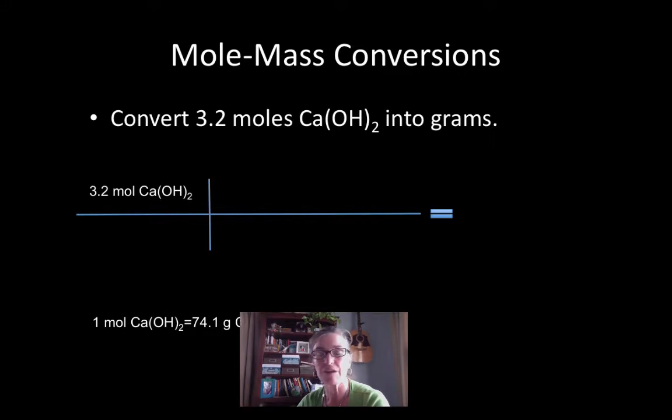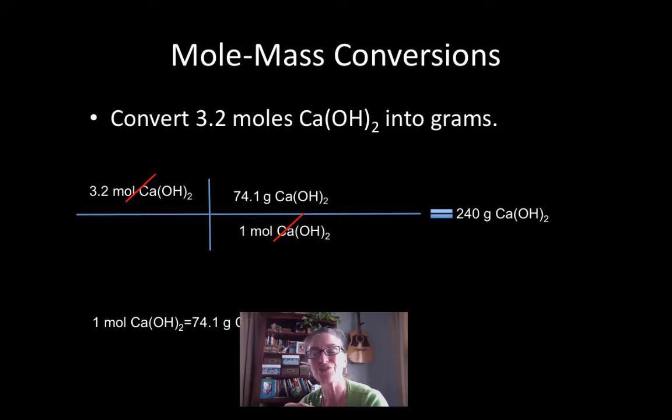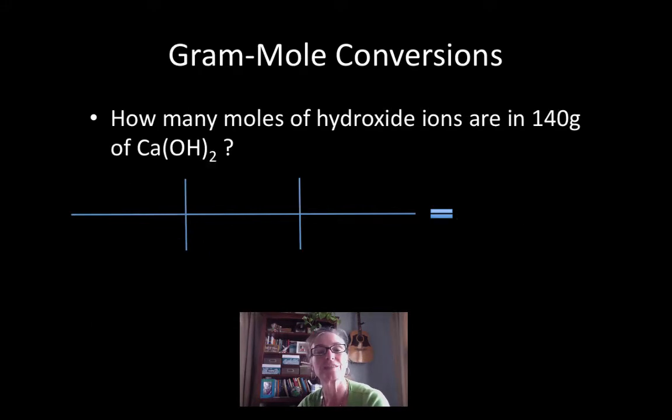I analyze my dimensions and I put in my equivalence as a ratio so that I can reduce my similar units to 1 and be left with the unit that I desire, which is grams. My math will be 3.2 times 74.1 grams divided by 1, giving me a total of 240 grams of calcium hydroxide. The next conversion is a gram-mole conversion, so the opposite. This time, I'm starting with grams and I want to convert to moles.